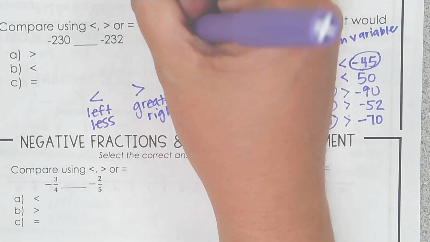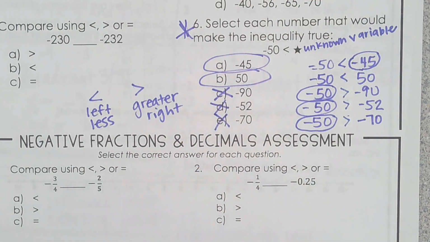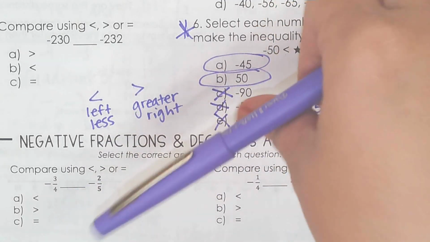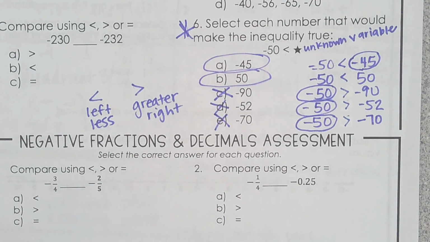You will see a problem like this on your test next week when we do a test on opposites, integers, rational numbers, comparing, and absolute value. You will have a question like that, multiple of them. So do you see how I solved it? All right, everybody come down to number 1.